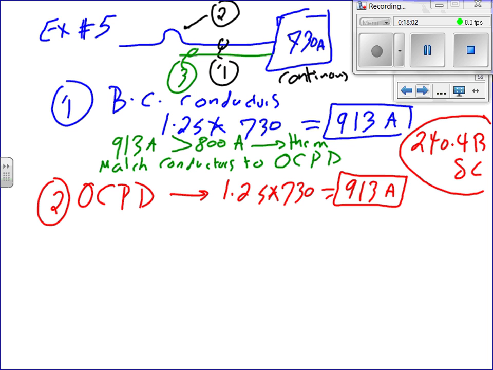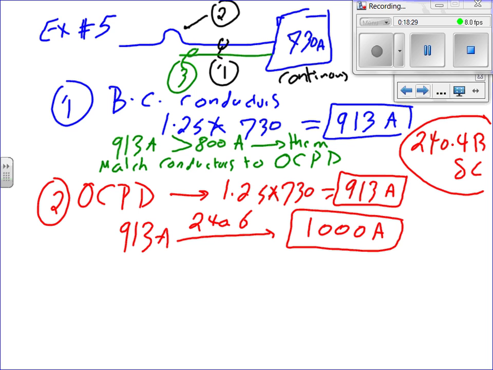So let's take 913 amps and take this to 240.6. Can you find me an overcurrent protection device that can handle this? 1,000. Anybody found 1,000? There's no 950 unless you custom design it. It's 1,000. So my overcurrent protection device for this piece of equipment is 1,000 amp.